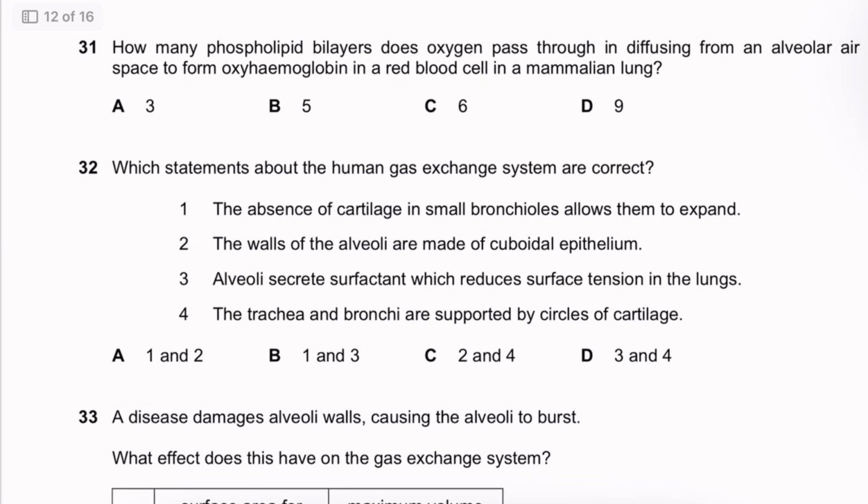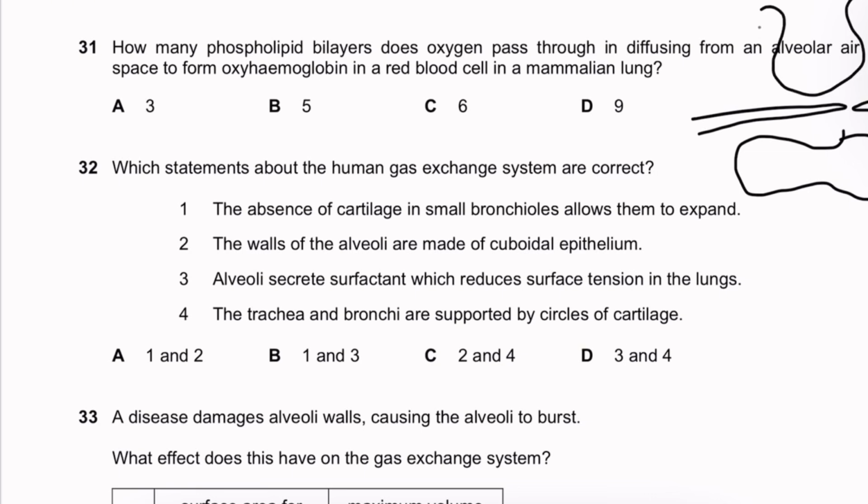How many phospholipid bilayers does oxygen pass through in diffusing from the alveolar air space to form oxyhemoglobin in the red blood cell in a mammalian lung? So from alveolar air to the red blood cell, how many plasma membranes are we going to pass through? This is a terrible attempt at the red blood cell, and then this is the capillary, and then this is the alveolus formed from single cell squamous epithelial cells. Now the squamous epithelial cell is going to have two membranes, that's 1 and 2, and then it's going to pass.